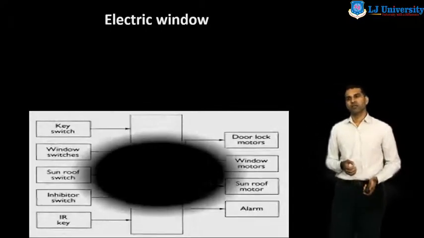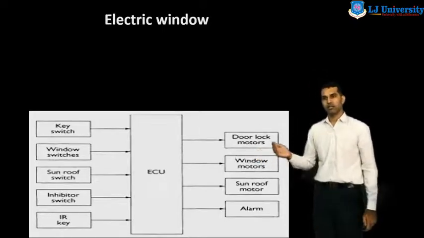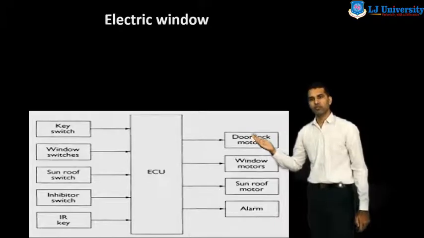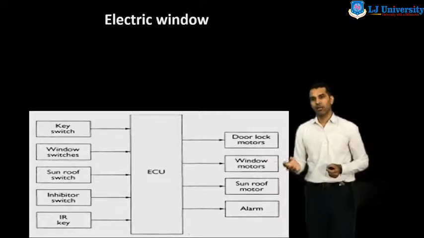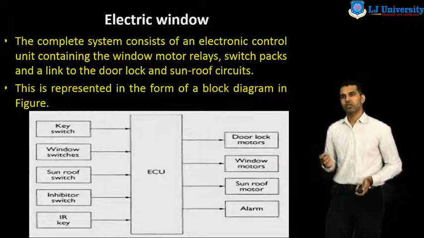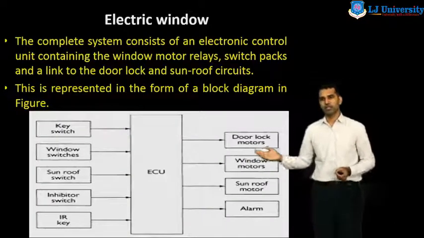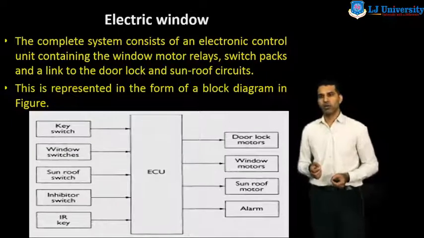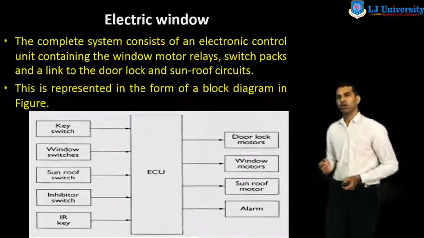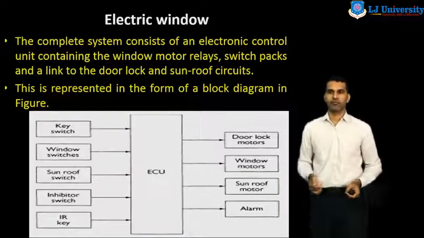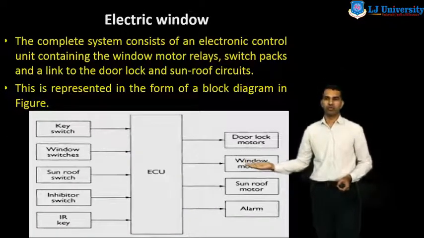Now we discuss the block diagram of this electric or power window system. Here is the central processing unit, the ECU. This is the main heart of this system, and it is connected with the different components. The complete system consists of an electric control unit, the ECU, containing the window motor relay, switch pack, and a link to the door lock and sunroof circuit. This is represented in the front of the block diagram in this figure.